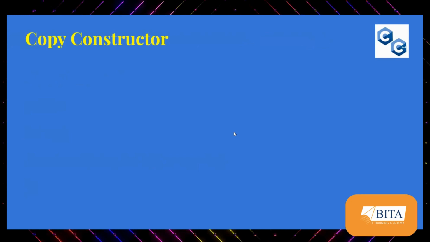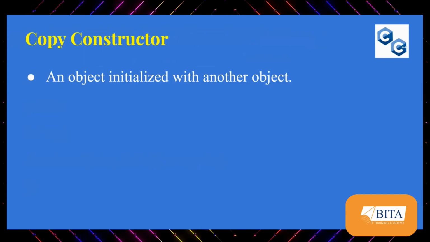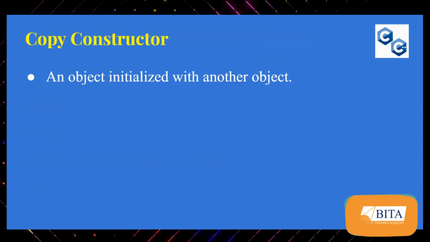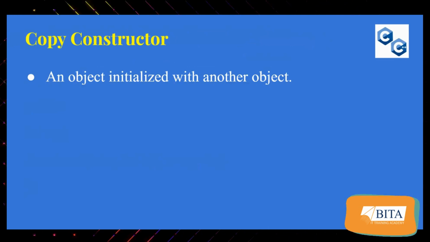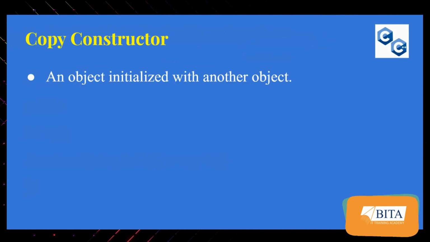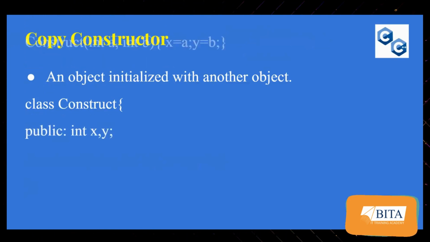Now we'll learn about the copy constructor. The copy constructor is a member function that initializes an object using another object of the same class. They are used to initialize the members of a newly created object by copying the members of an already existing object. This is an example.